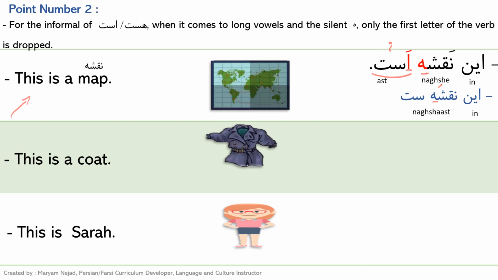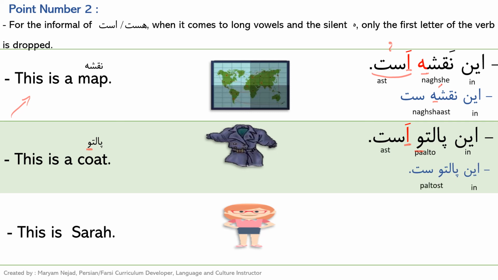Next one, this is a coat. Coat is palto. We also say coat, but palto is more like a winter coat. So let's go with palto because it ends in a long vowel u. So in palto ast. And again, this one ends in a long vowel. So we only drop the aleph part in ast or the he part in hast. So it's going to give me in paltost.